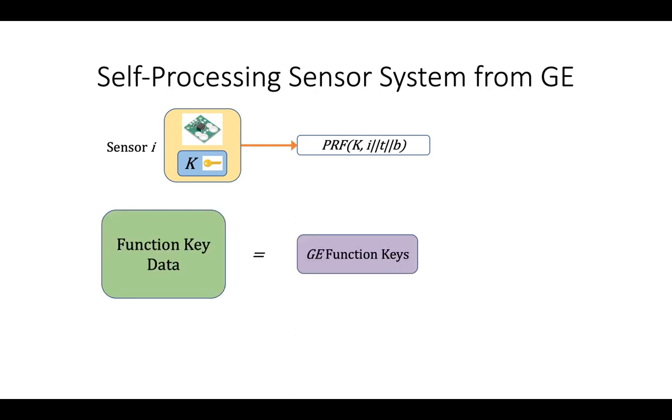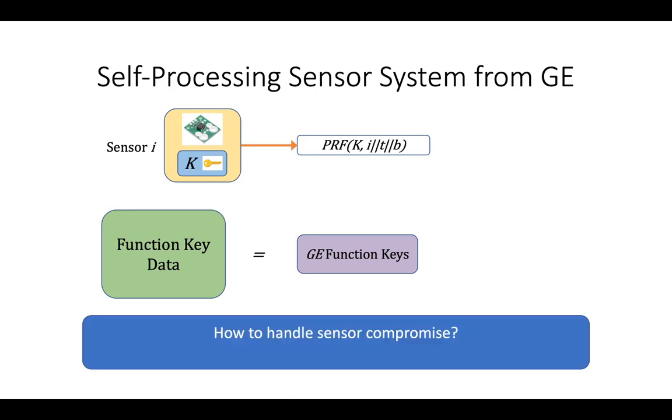And the function key data for this self-processing sensor system is simply all the garbled encryption function keys for the desired functions on the appropriate ciphertext. That is, all the garbled circuits necessary. However, this approach fails to handle sensor compromise, since in this situation, if a sensor is compromised, all the data is rendered insecure, including the past data, since everything was encrypted using the key K.